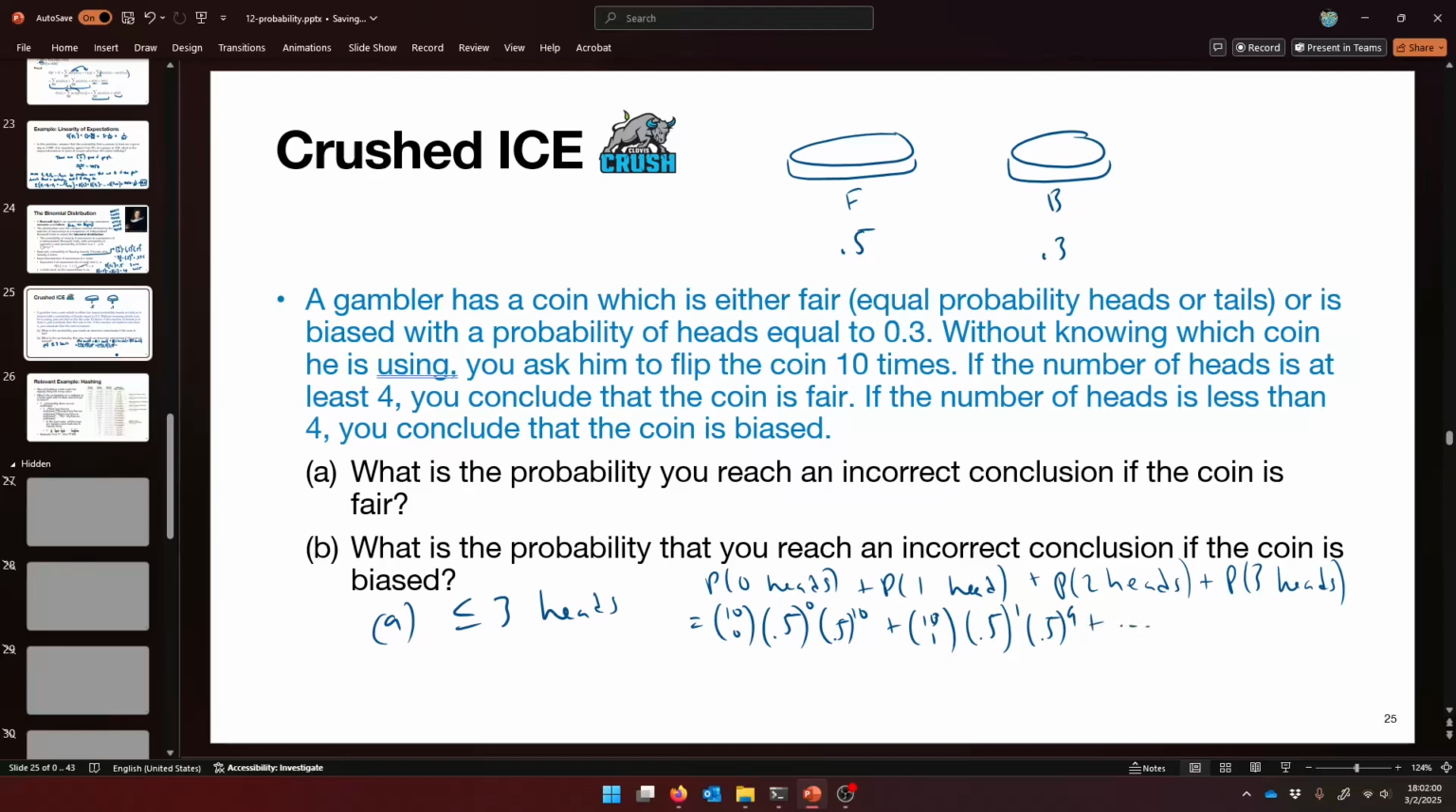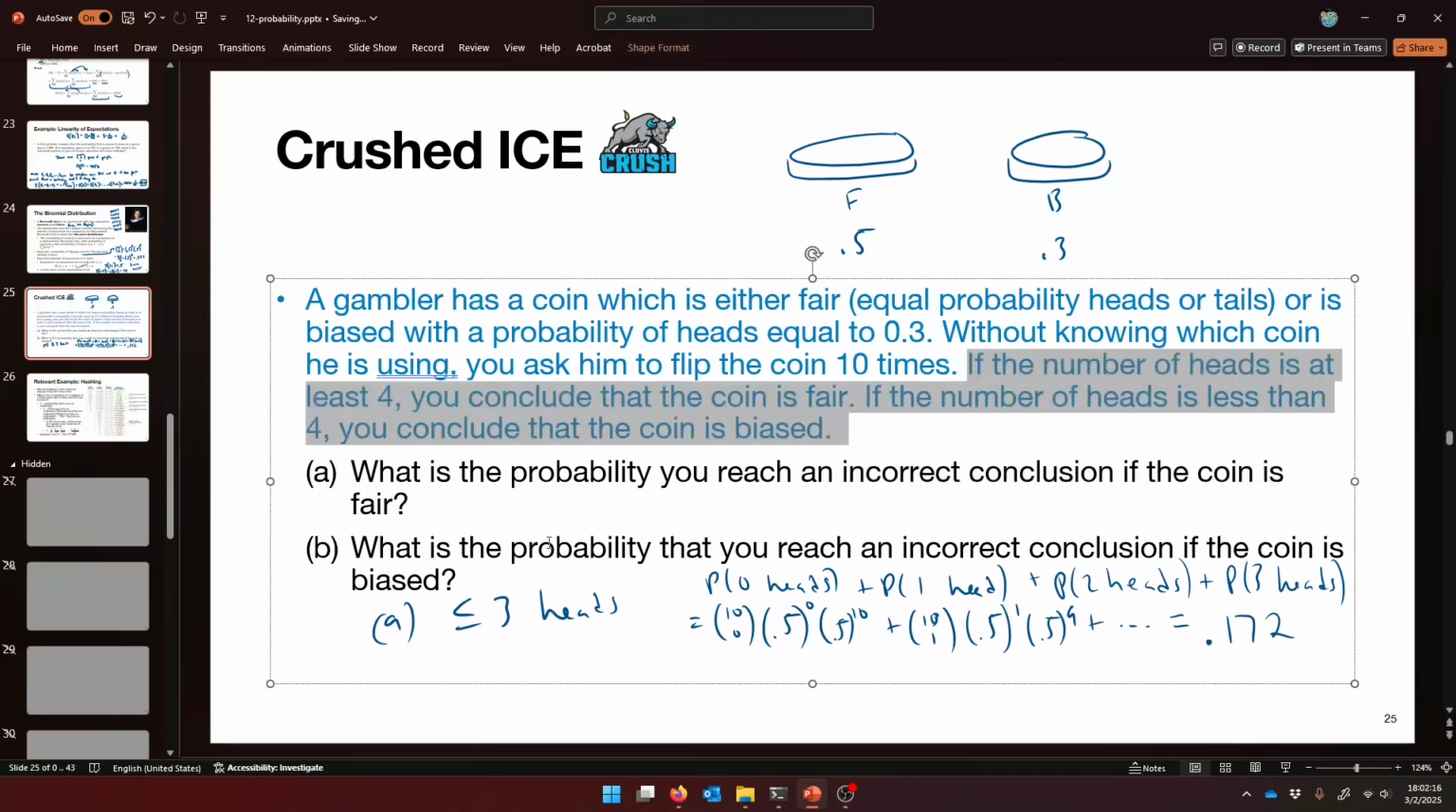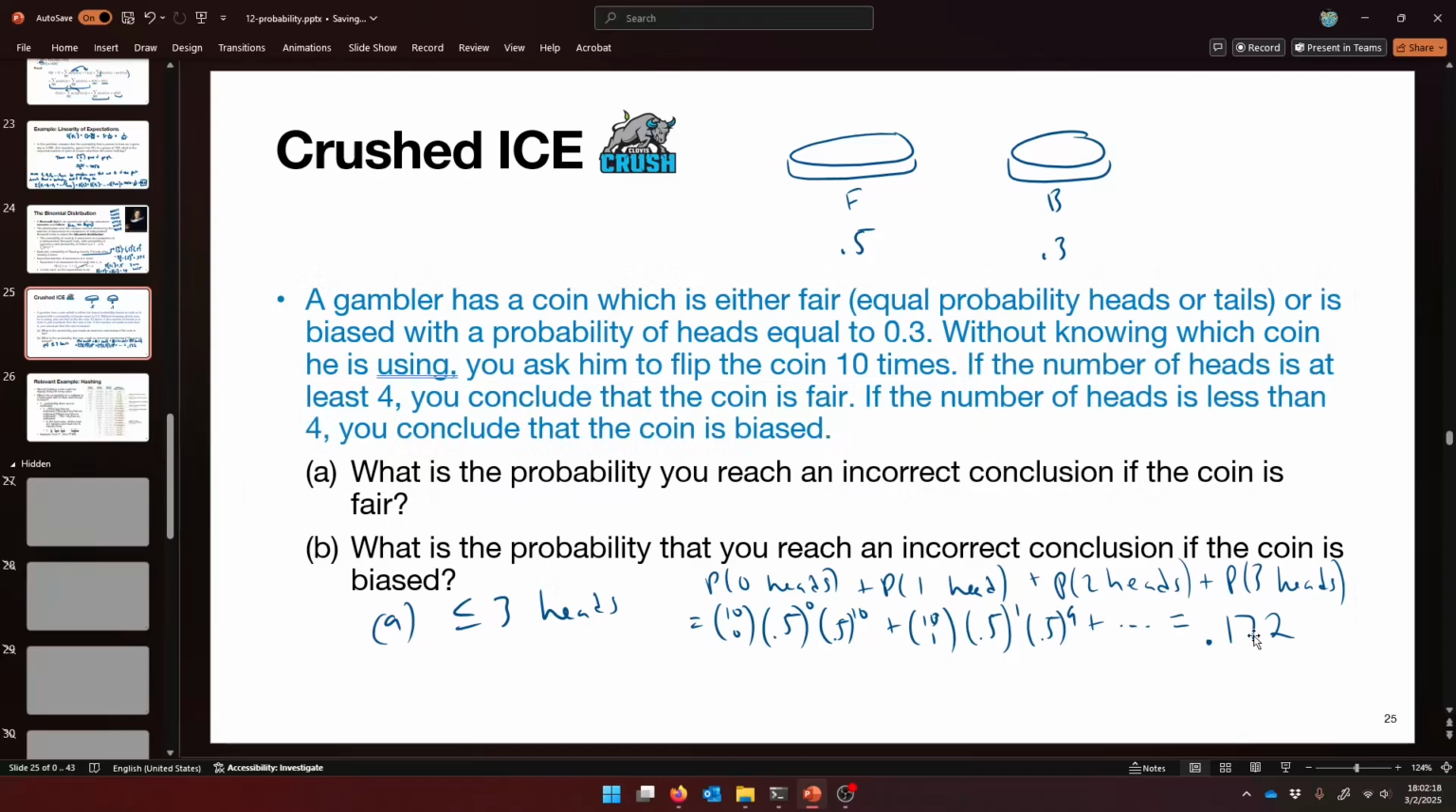And I did this ahead of time. The answer for that is a non-zero probability, but it's pretty decently small. It's 0.1172. So it's a 17-ish% chance that you were wrong with this strategy and the coin was fair. So you have a decent chance of betting and winning, usually, if you're going to play this game a few times.